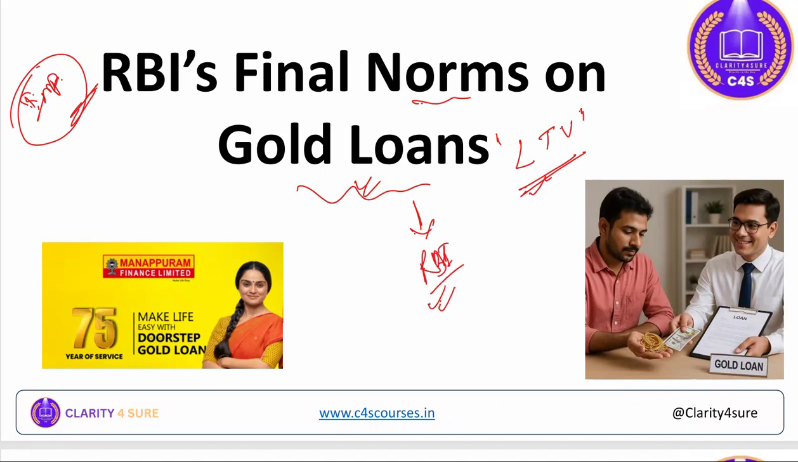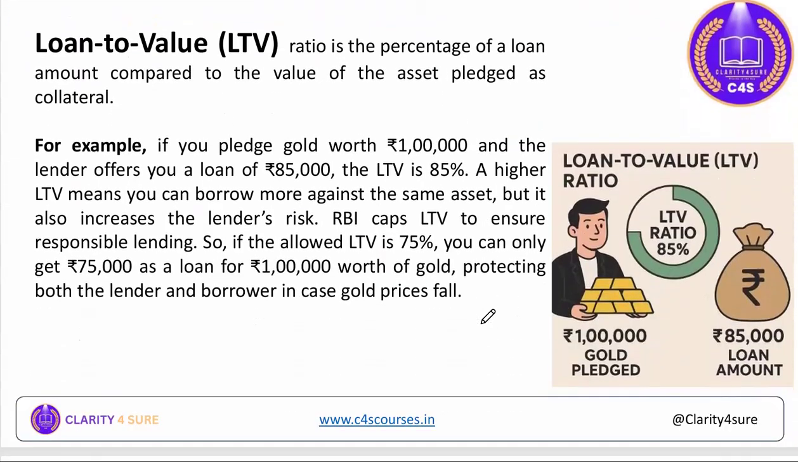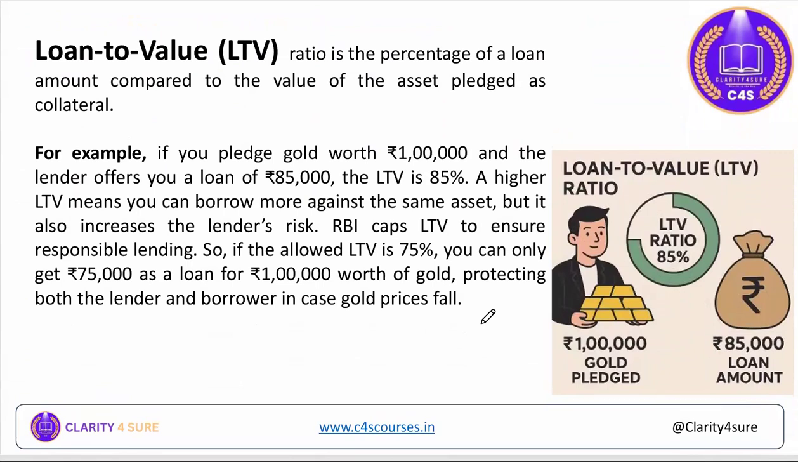Let's try to understand, because for the last few days the discussion has been going on over what should be the minimum cap that RBI should put for the loan to value ratio. So the final decision has come. Let's first try to understand the loan to value ratio. What is this loan to value ratio?